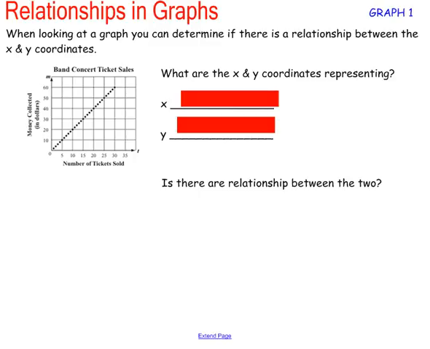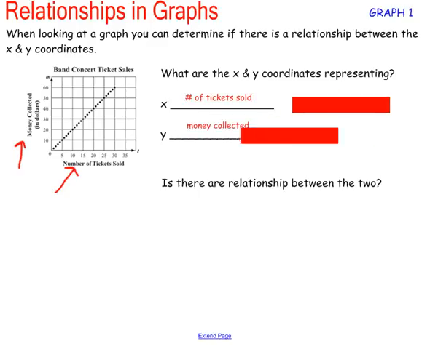The title of this graph is Band Concert Ticket Sales. So my x-axis here is the number of tickets sold, and my y-axis here represents the money collected, and that money is represented in dollars. So, like I told you, the x is the number of tickets sold, and the y is the money collected. Is there a relationship between the two? So looking at this graph, is there a relationship between the x and the y?